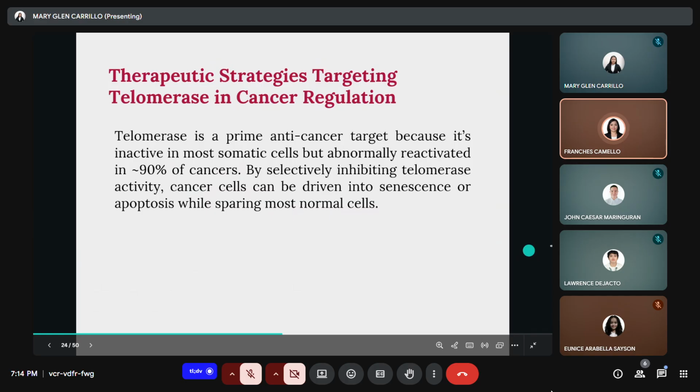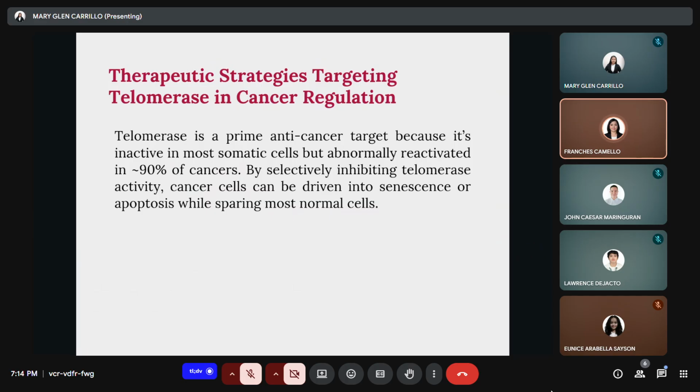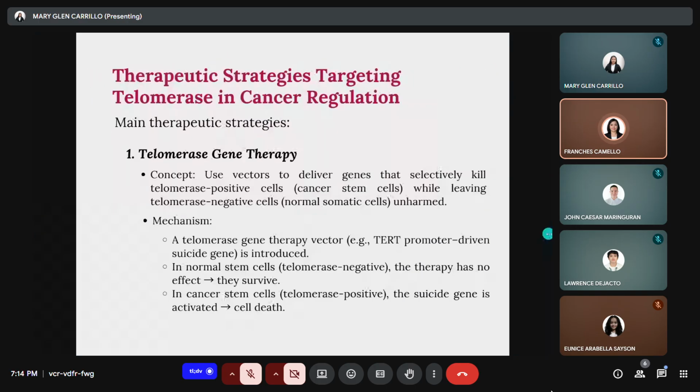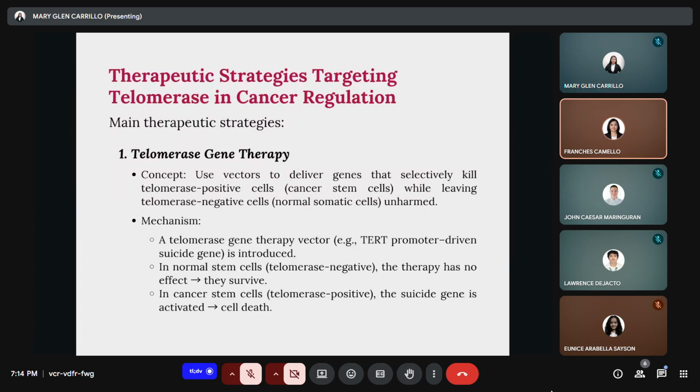All right, since we're done talking about the genes that regulate telomerase, let us now talk about how to target telomerase in cancer regulation. Telomerase is a prime anti-cancer target because it's inactive in most somatic cells, but abnormally reactivated in approximately 90% of cancers. By selectively inhibiting telomerase activity, cancer cells can be driven into senescence or apoptosis while sparing most normal cells. Next slide, please. The most common therapeutic strategy is, first, telomerase gene therapy.